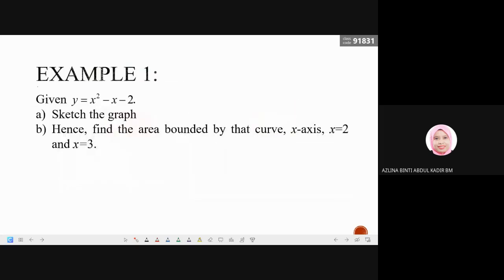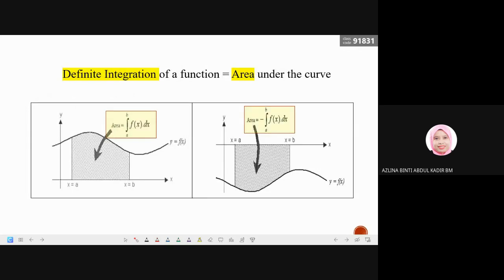Okay, we have definite integration of a function, or we call it area under the curve. Bila kata definite integration, that means we have limits of integration. Awak nak integrate daripada mana ke mana. Itu panggil definite integration. Bila awak integrate, maksudnya awak akan dapat value. Final answer awak tu tak ada plus C. Arbitrary constant tu dah tak ada dah.